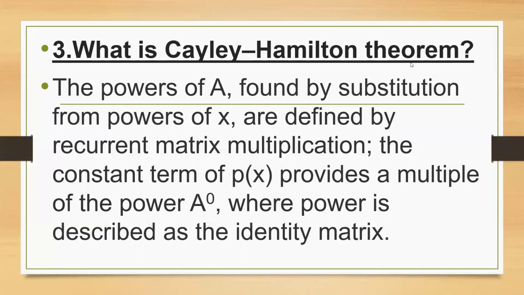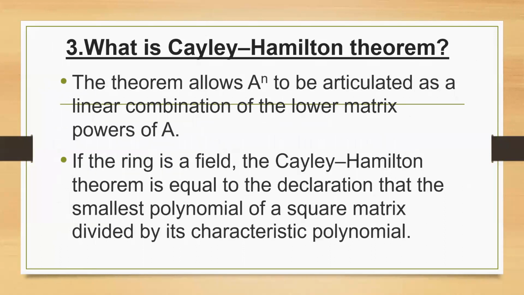Now moving on to the next slide. Continuation of the third subtopic, what is the Cayley-Hamilton theorem? The theorem allows A to the power of n to be expressed as a linear combination of lower matrix powers of A. The second point states that if the ring is a field, the Cayley-Hamilton theorem is equivalent to the declaration that the minimal polynomial of a square matrix divides its characteristic polynomial.